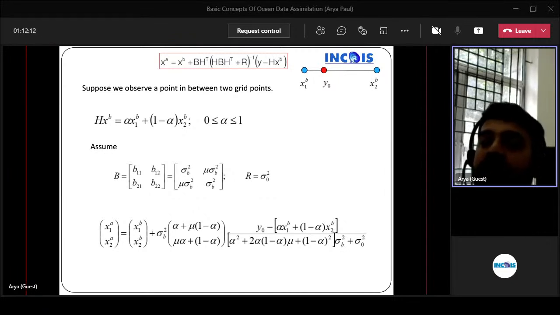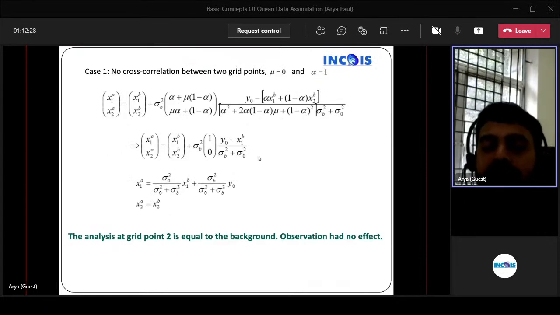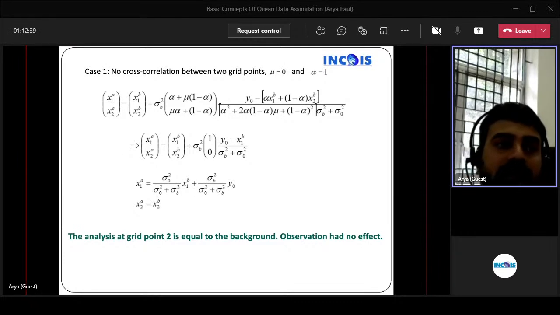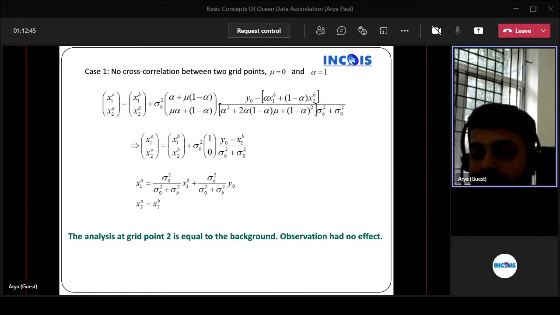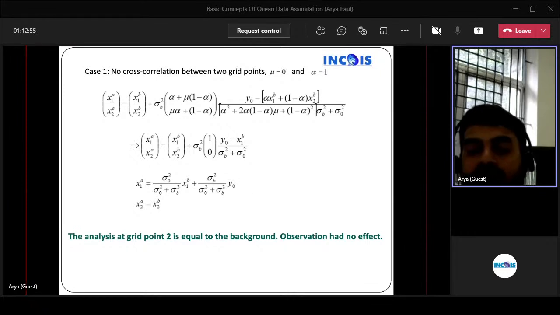Also, I am saying alpha equals 1. Alpha equals 1 means in this case, I am just observing x1b, observing the same location where x1b is being predicted. In such a case, what I see is that my analysis at the other end, at x2b, remains unchanged. Whatever observation I have, that observation does not in any way affect the other end of the rod. And the left end of the rod gets modified using the observations, just like what we had in the previous example of finding the analysis of the room temperature.